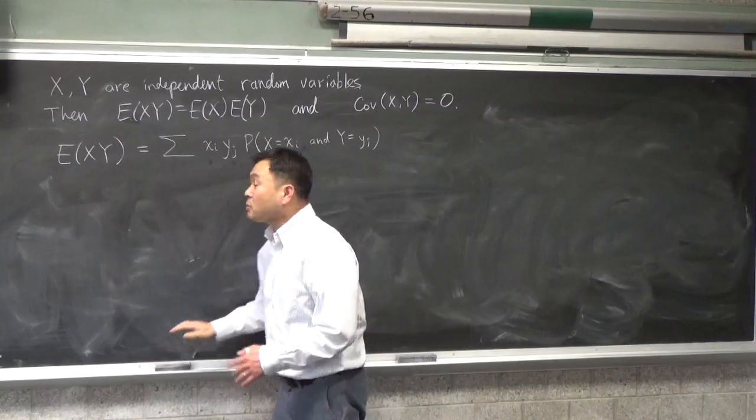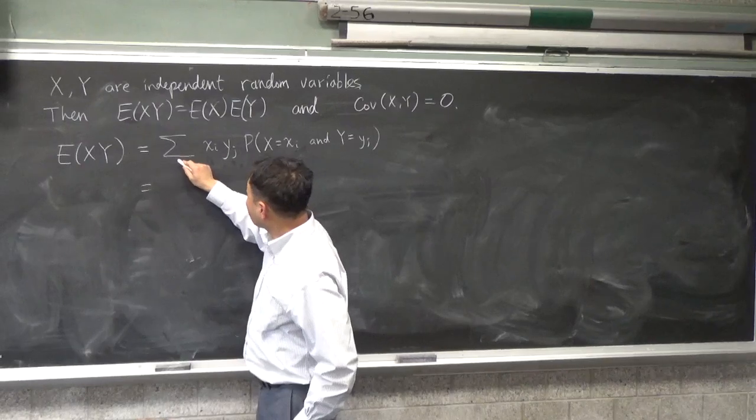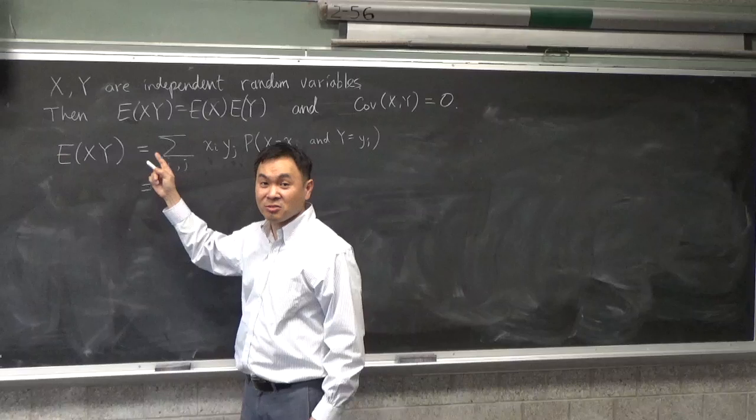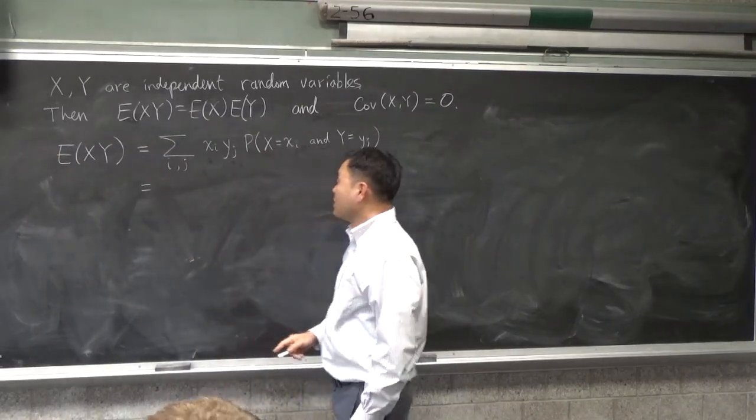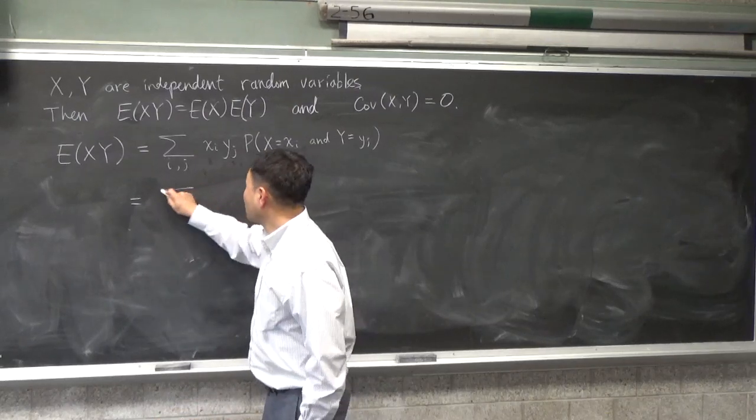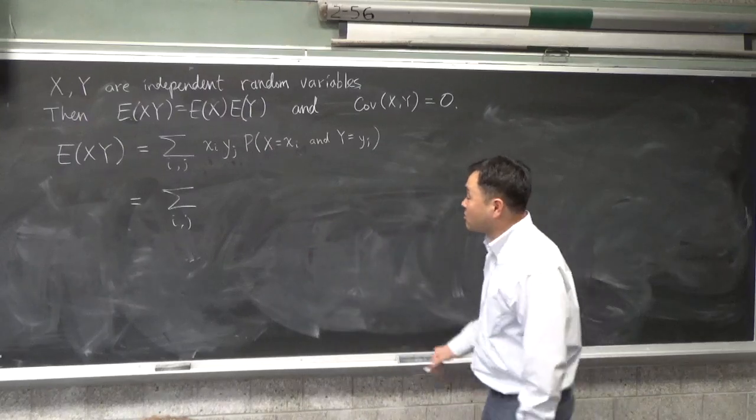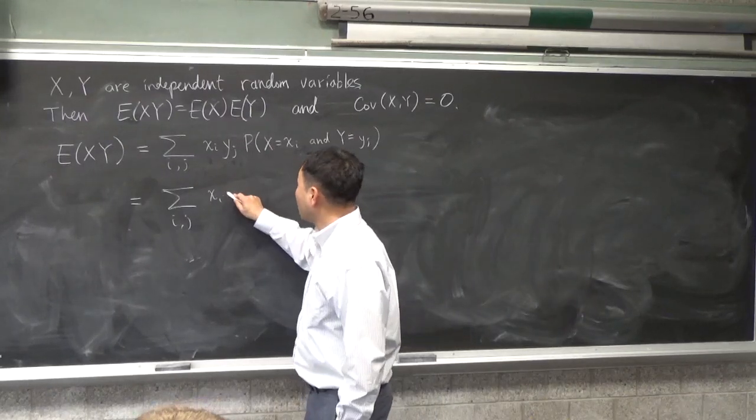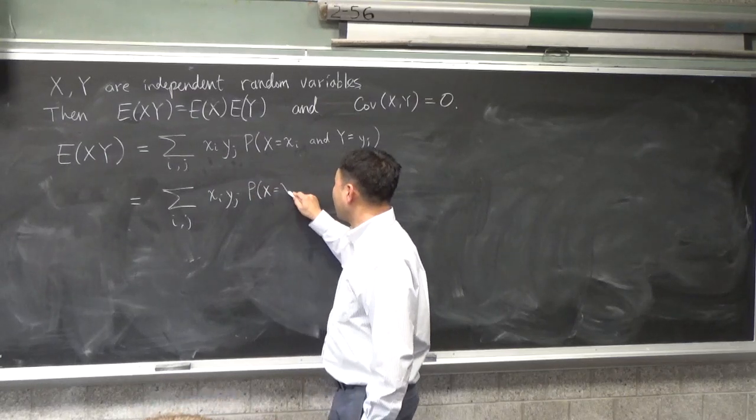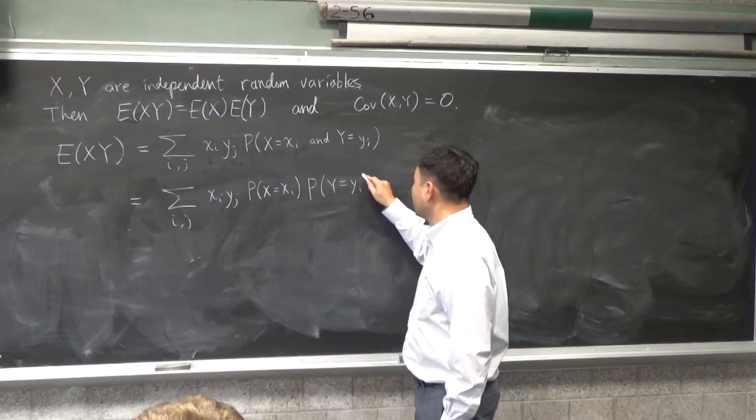Well, now we apply that independence. Here we're actually summing over both i and j, so it's actually a double summation, summing over i and then summing over j. But writing two sigmas just makes things look more complicated, so I'll just put ij. So sum over all possible ij's, and then you have xi yj times P(X equals xi) times P(Y equals yj).